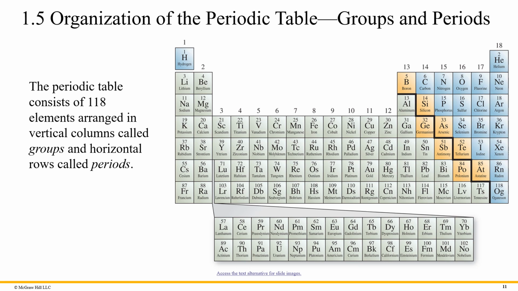Now, if we look at the periodic table, we notice that it is divided into rows and columns. The rows, horizontal rows, are called periods, and the vertical columns are called groups. These become very important for us, and we will refer to these in the subsequent chapters. But know that the rows are periods and the columns are called groups.